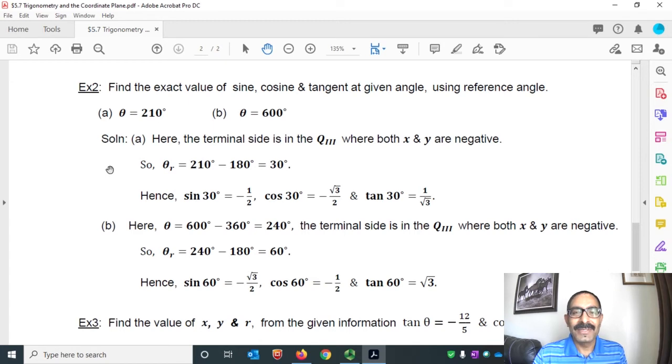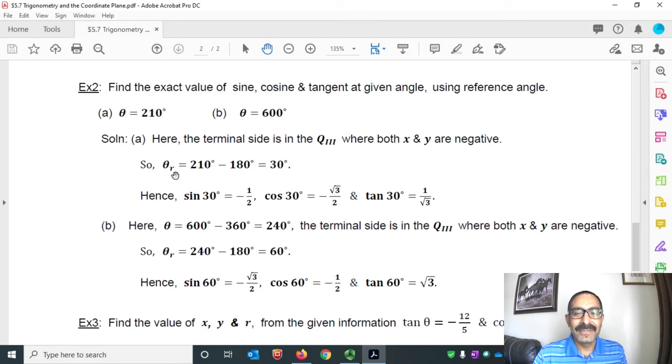Let's begin the solutions. Part A. Here the terminal side of the angle 210 degrees lies in the third quadrant, where both x and y are negative.